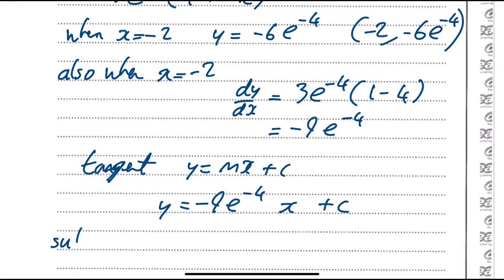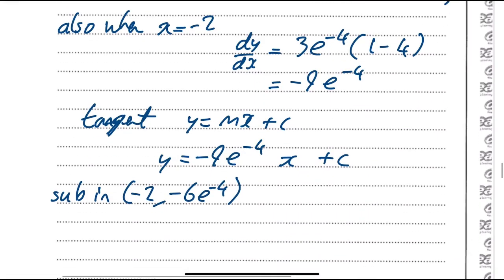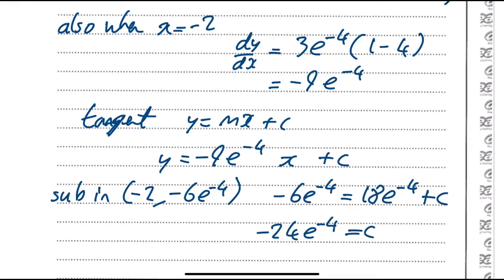Sub in minus 2 minus 6e to the minus 4. So that means minus 6e to the minus 4, that was your y, is equal to minus 9e to the minus 4 times minus 2, which is plus 18e to the minus 4, and plus your c. Bring that across the other side, you will have minus 24e to the minus 4 is equal to c.